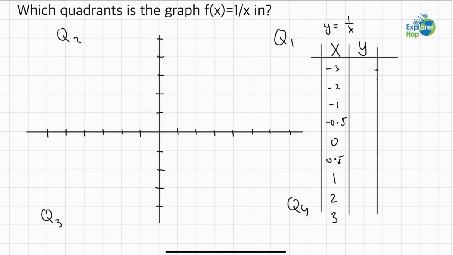So today we're going to find out which quadrants the graph f of x equals 1 over x is in. I already drew the graph and also labeled all the quadrants. So we have quadrant 1, quadrant 2, quadrant 3, and quadrant 4.